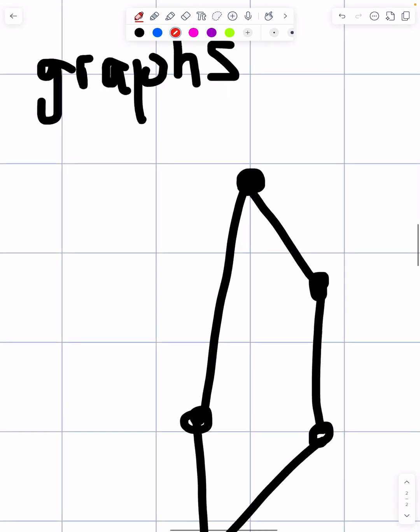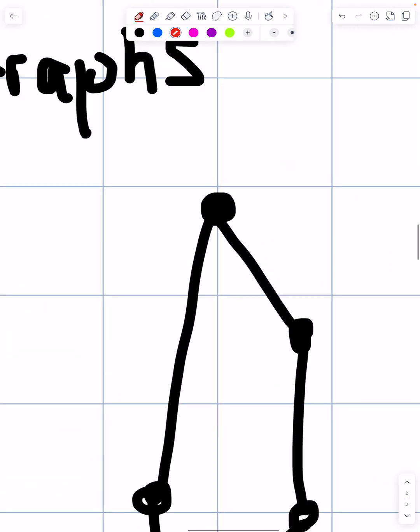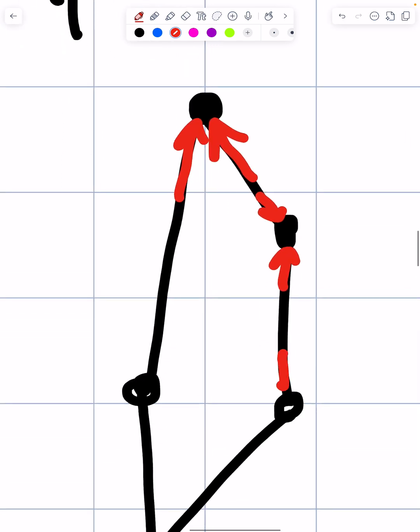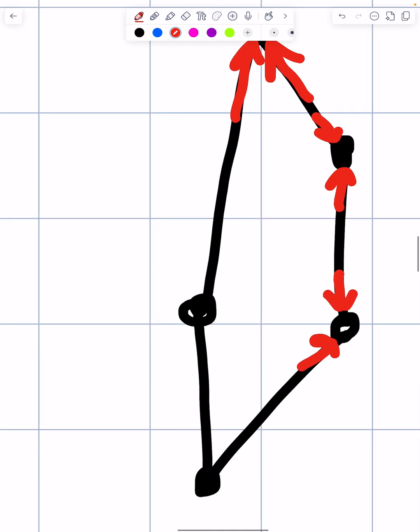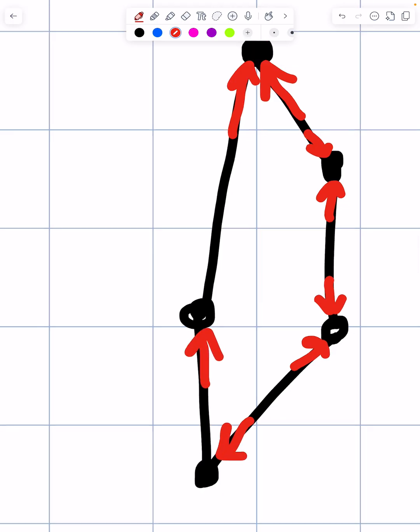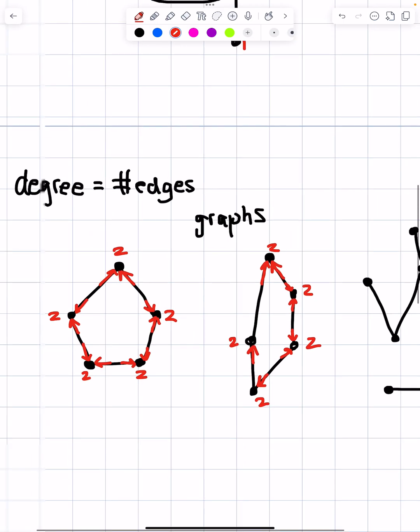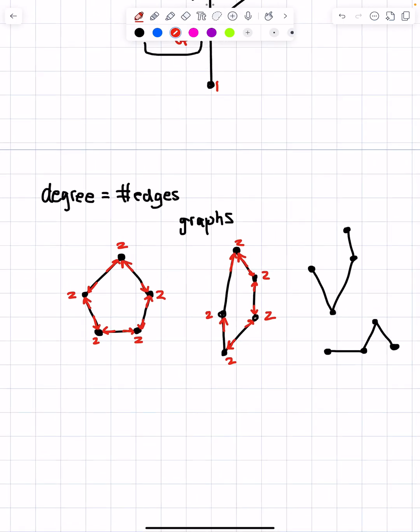What about this one? Even though they look a bit different, let's test. 2 edges are connected to this, 2 edges are connected to that, and so on. They all have 2 edges connected to each vertex. This means that each vertex also has a degree of 2. That's cool, isn't it?